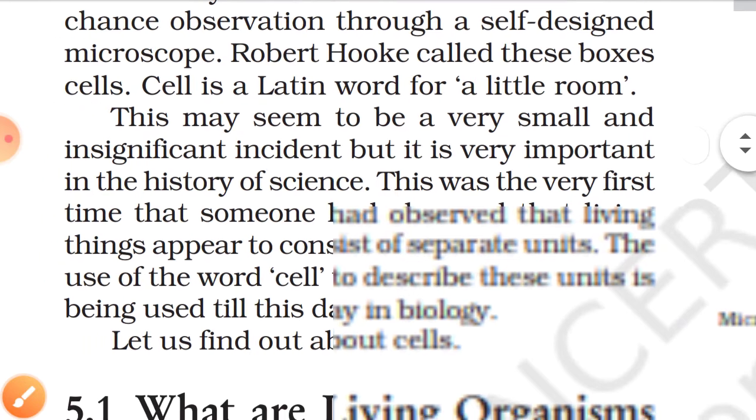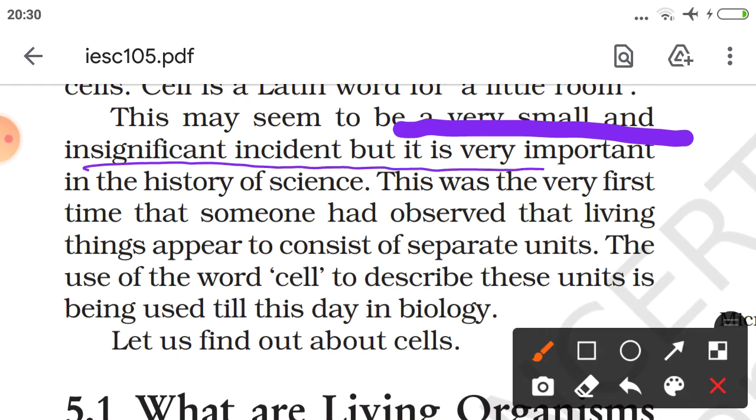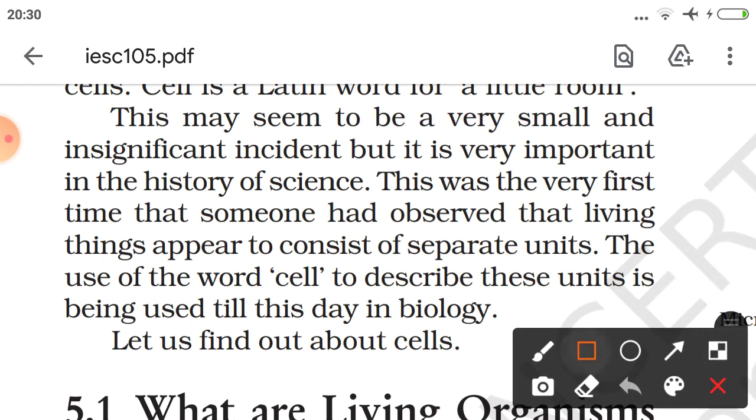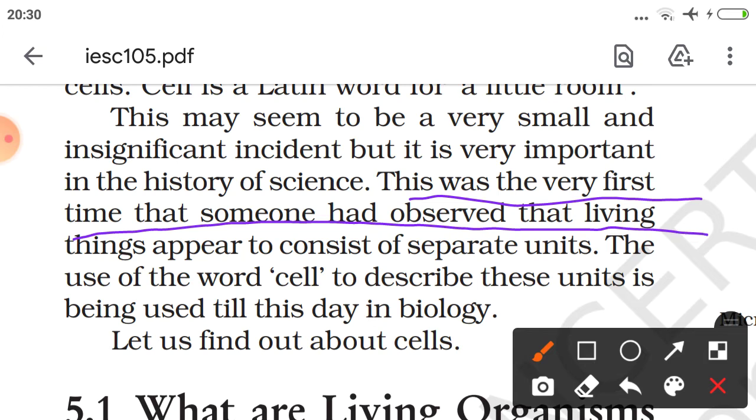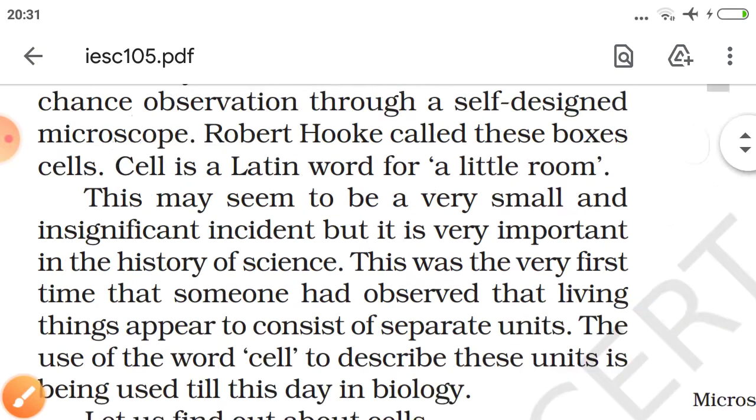So this may seem to be a very, very small incident, but this was the very first time that someone had observed that living things appear to consist of separate units. The word cell was used to describe these units, and it marks the beginning of biology. So let us find out about cells.